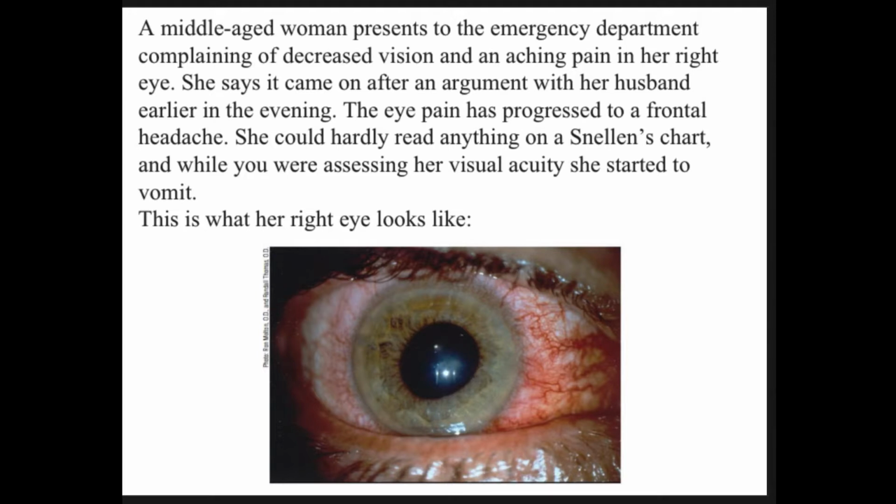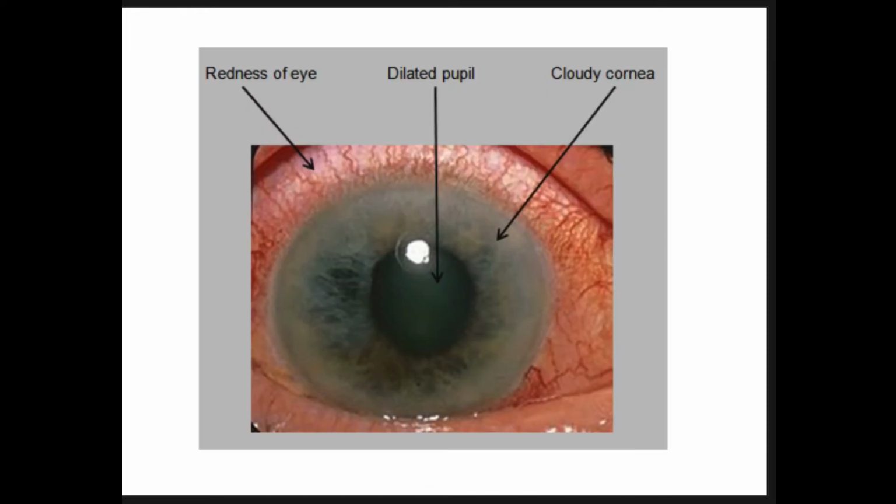What do you guys think? I have no answer choices because it would be pretty obvious, but just looking at the physical exam, what do you think it could be? Perfect. That's awesome. All right. Okay, this is acute angle closure glaucoma.